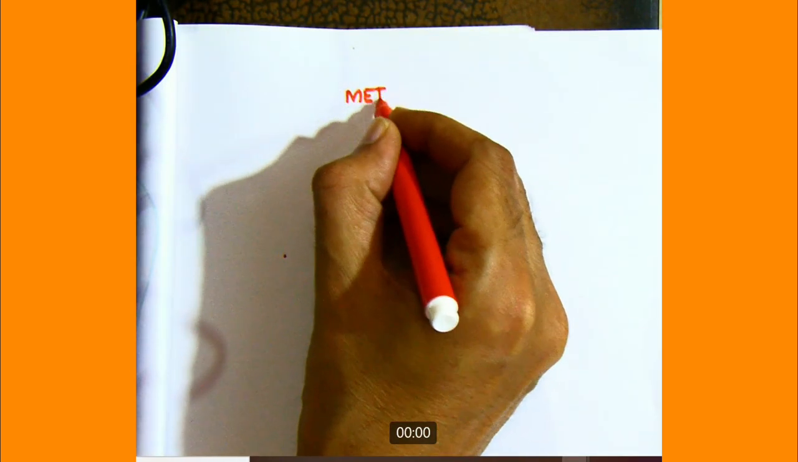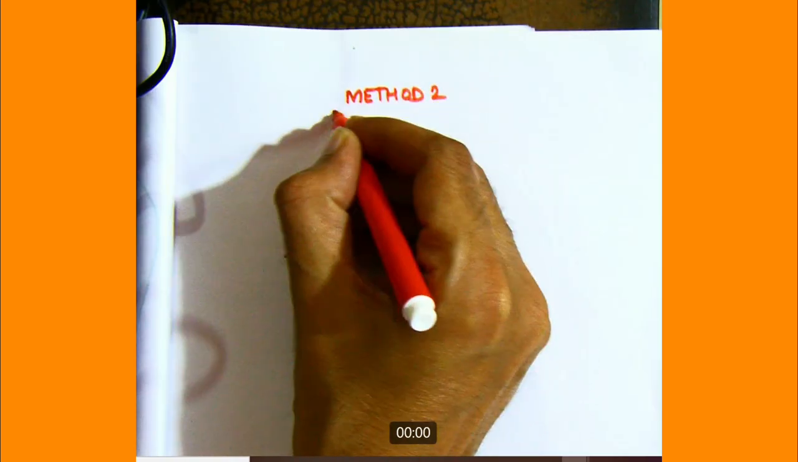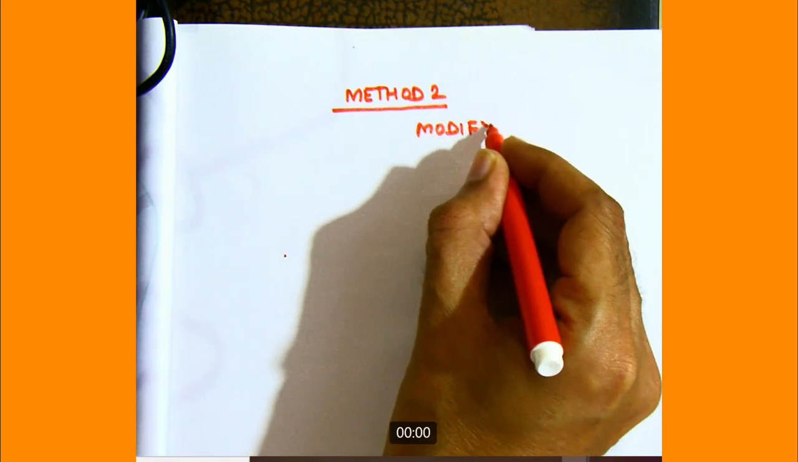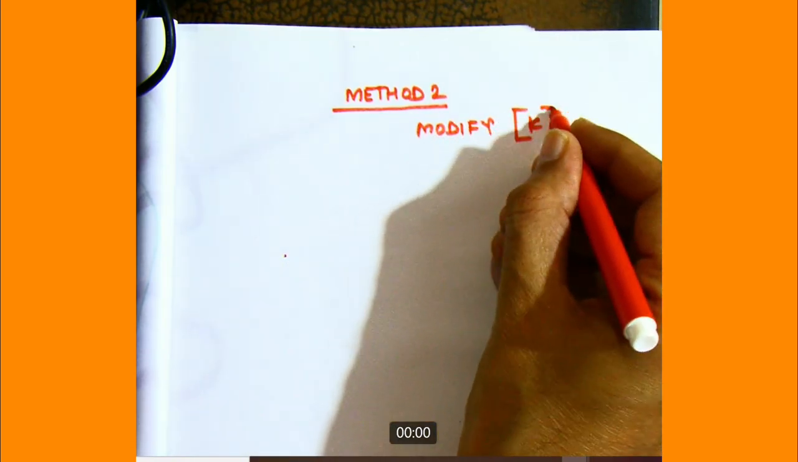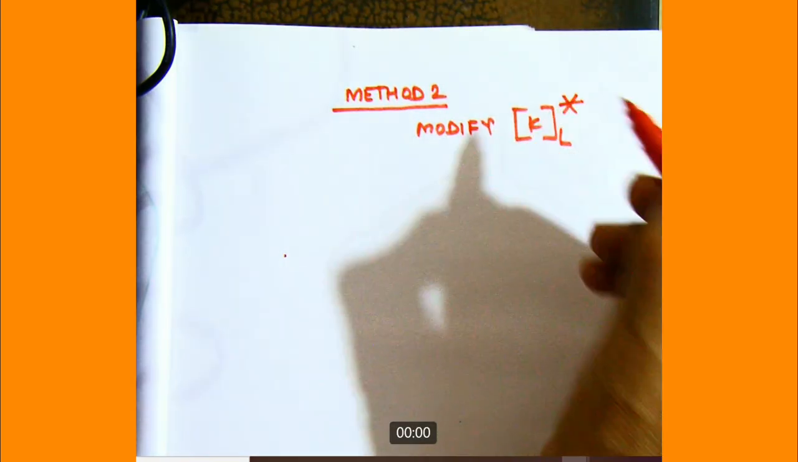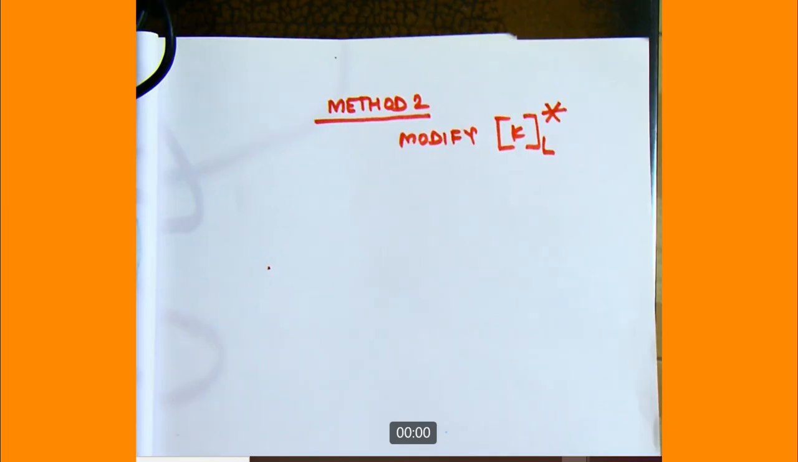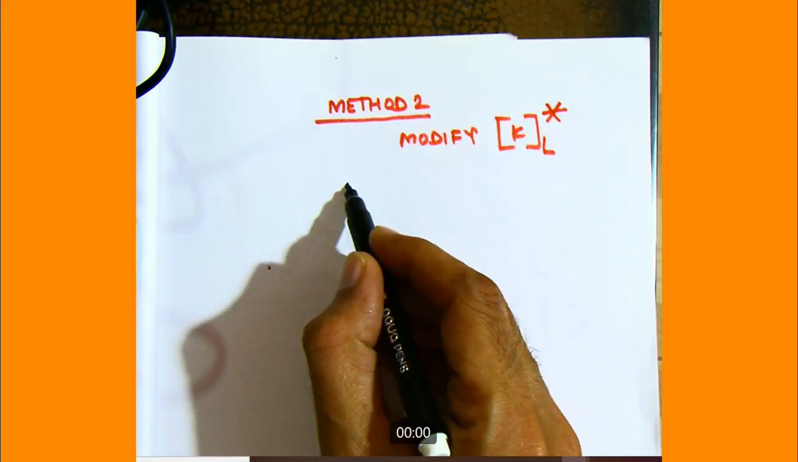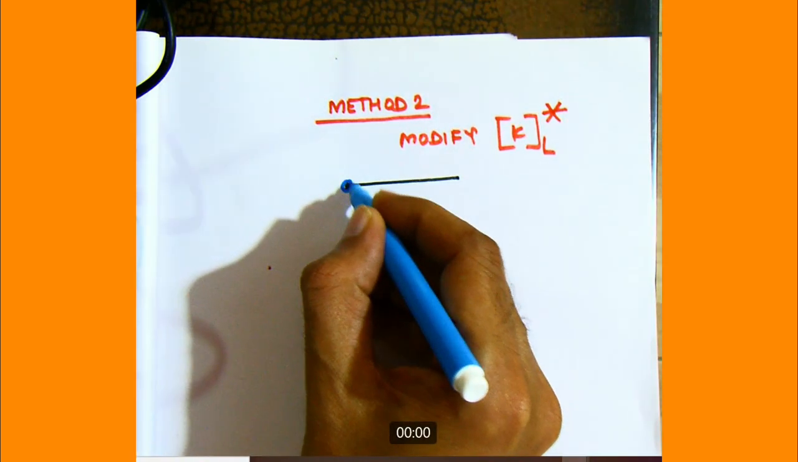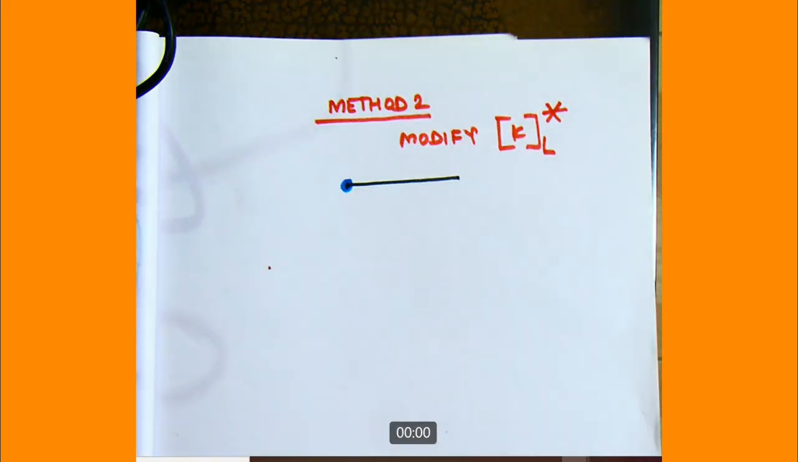So method 2 is that we modify KL. We have modified KL and we mark it with a star, that this is our modified KL. So how do we modify our KL? If the member is like this, it has one end hinge. This is our member, and this end is a hinge and this is not a hinge, and we know that this end is always going to be without any moment.